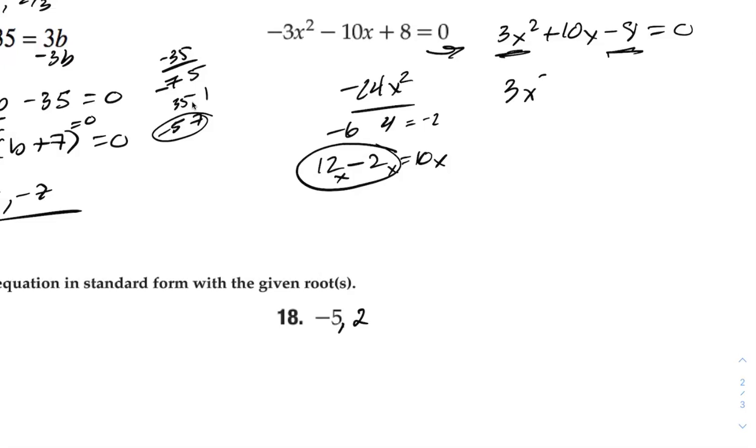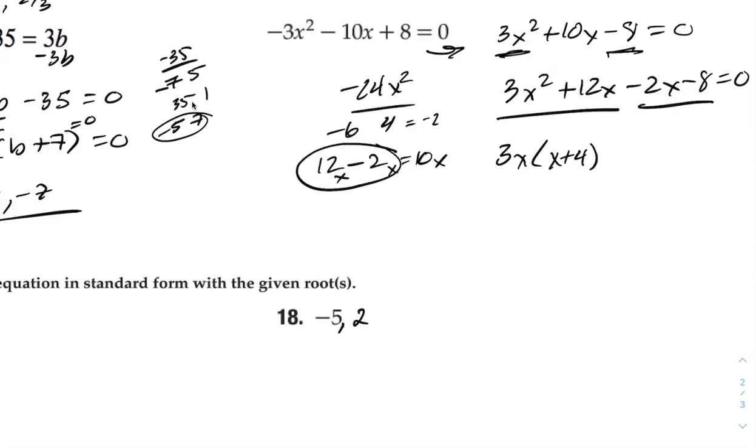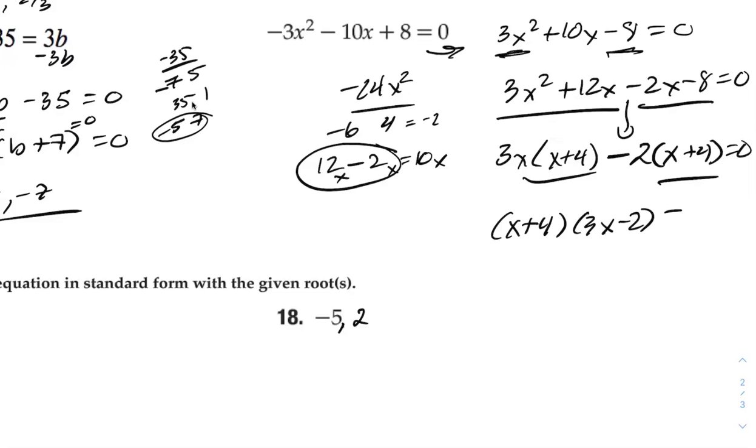So let's plug that in for the middle. I get 3x squared plus 12x minus 2x minus 8 equals 0. Factor by grouping. 3x they have in common, so x plus 4. Always bring down the middle sign. These have a negative 2 in common. Remember, factoring is just dividing, so negative 2x divided by negative 2 is just x, and negative 8 divided by negative 2 is a positive 4. These match. X plus 4, 3x minus 2 equals 0. So x equals negative 4, or 2/3.